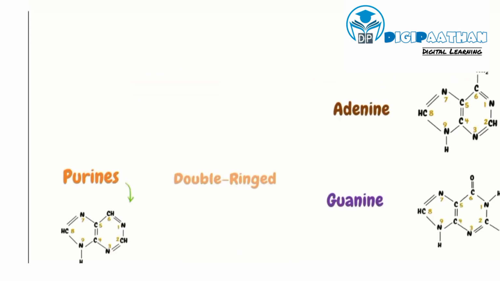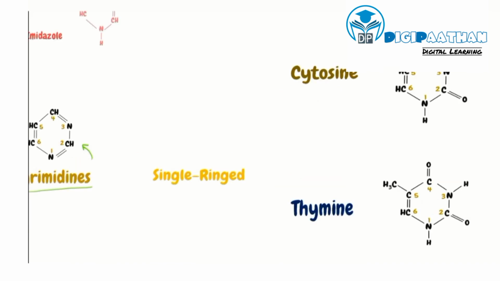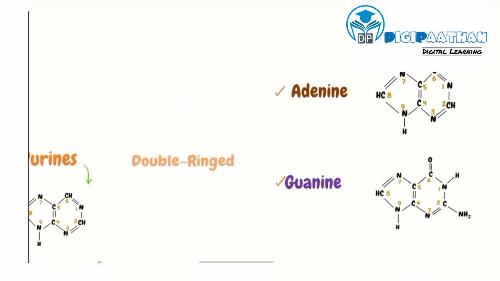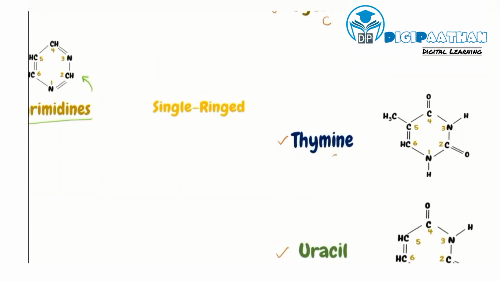Now there are 5 common nitrogenous bases: adenine, guanine, cytosine, thymine, and uracil. These are often denoted with their initials, like adenine with A, guanine with G, cytosine with C, thymine with T, and uracil with U.